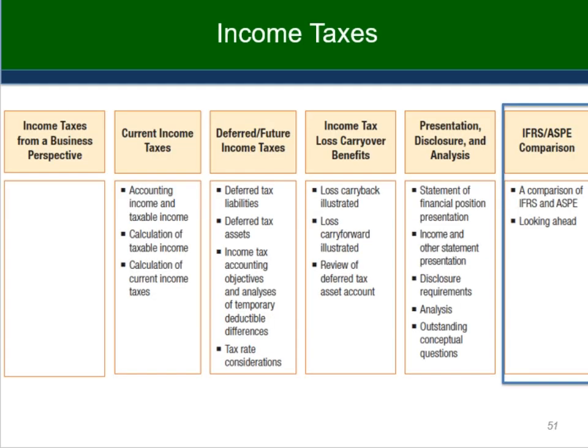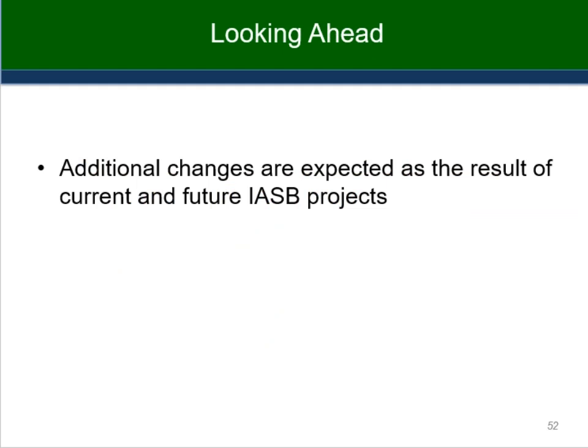Comparison of IFRS and ASPE and looking ahead. Comparison between the two. The United States, Canada, and the international community all use a statement of financial position or asset liability approach. So for purposes of this course, there are few differences other than some differences in terminology between different countries. ASPE also uses the taxes payable method for its simplicity. If you're interested, look at Illustration 18-44 in the text to see a comparison of these terminology differences, as well as any differences in recognition, presentation, and disclosure.